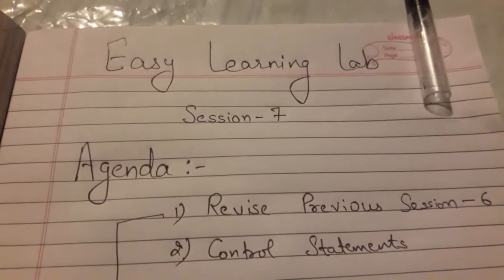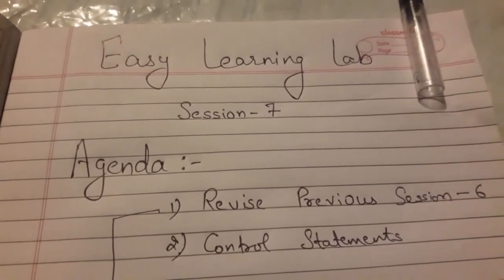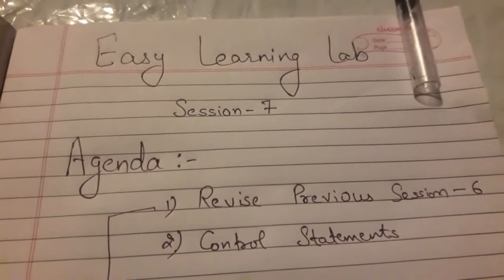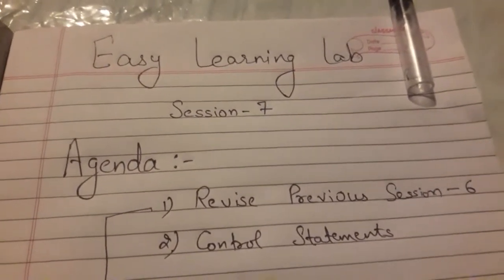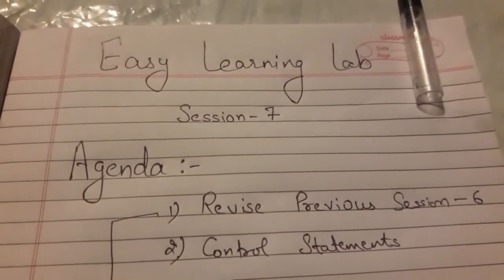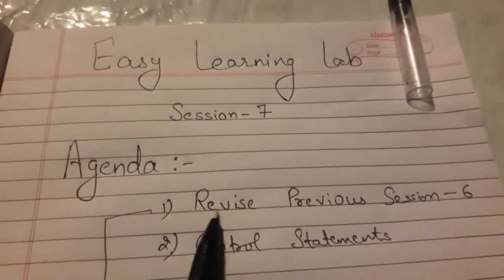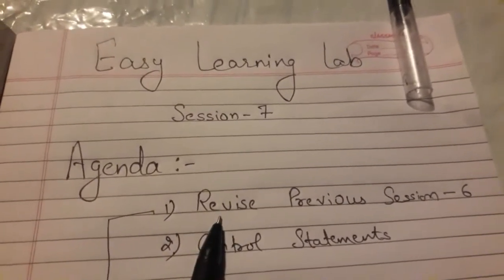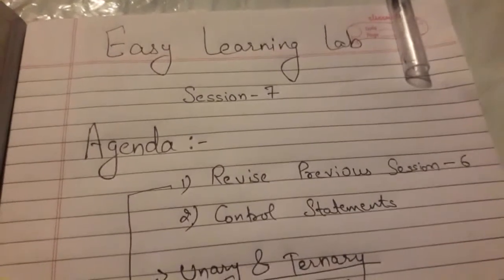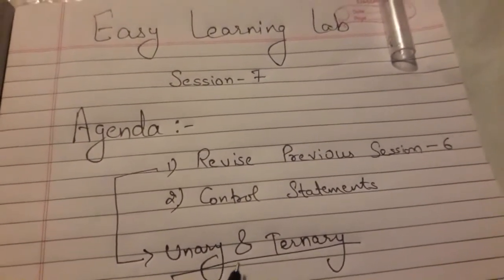So, as you can see, this is our session 7 and the agenda for this session. First of all, we will revise our previous session and then we will discuss the control statements, right? In our previous session, we discussed unary operators and ternary operators, right?